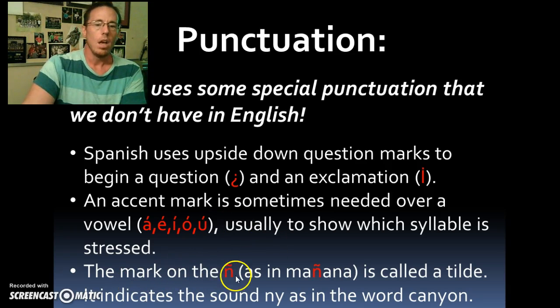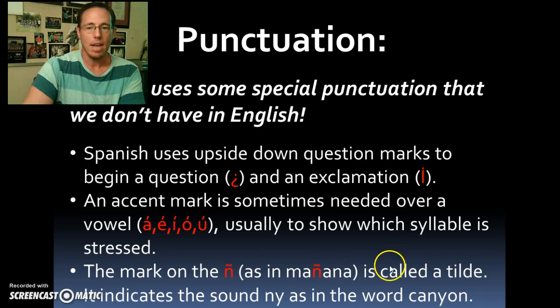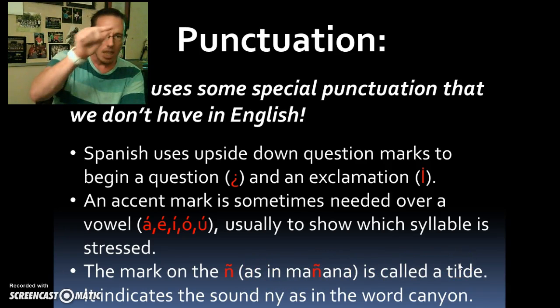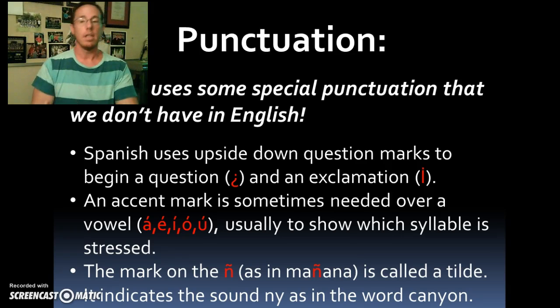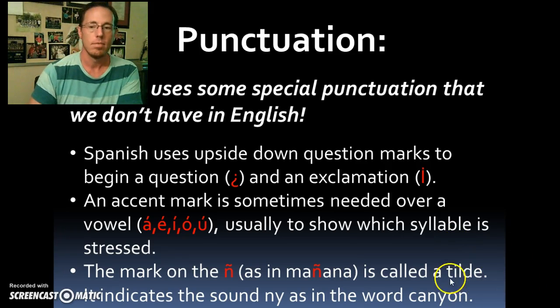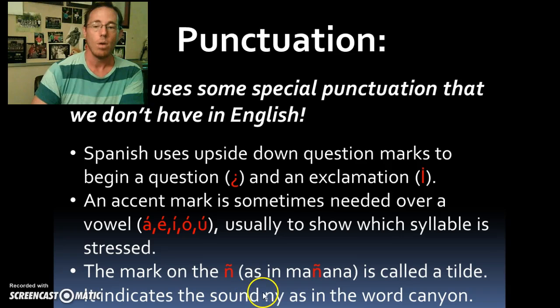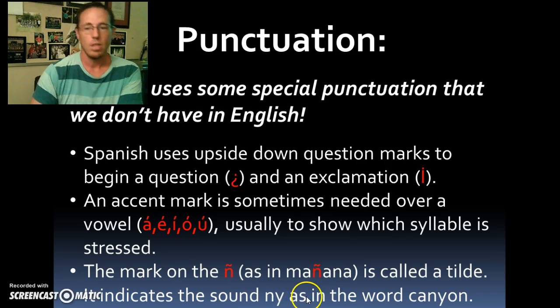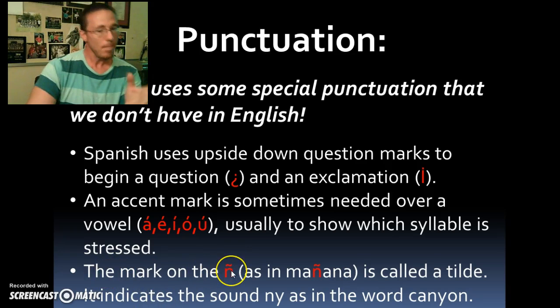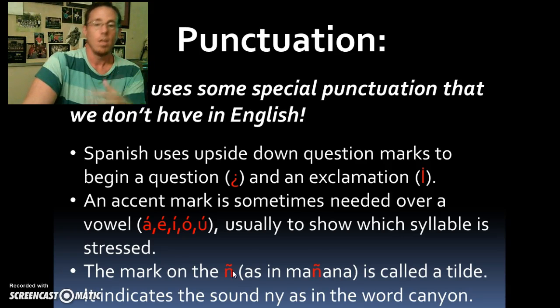The mark on the ñ, as in the word mañana, is called a tilde. So that little squiggly line over the top is called a tilde, T-I-L-D-E. It indicates the sound ñ, as in the word canyon, or something along those lines. So that's called an ñ. Now an N by itself, without a tilde, just gets pronounced as a normal N. So those are just a couple special ideas.